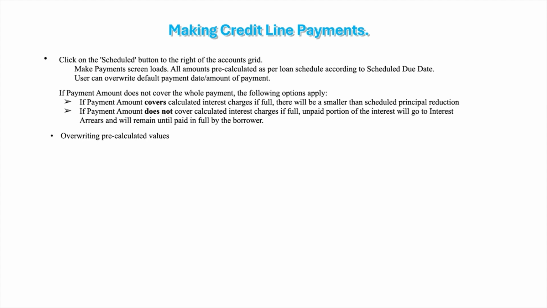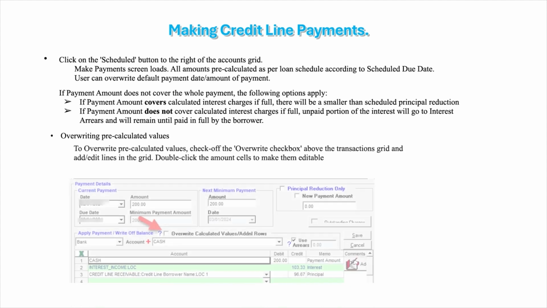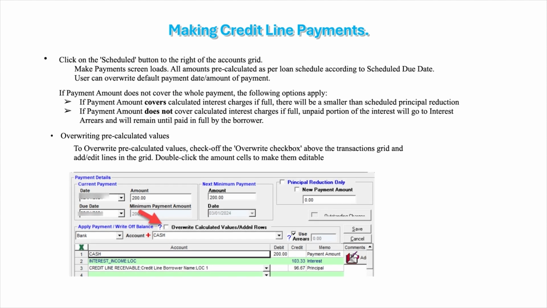Overriding pre-calculated values. To overwrite pre-calculated values, check the Overwrite checkbox above the Transactions grid and add Edit Lines in the grid. Double-click the amount cells to make them editable.